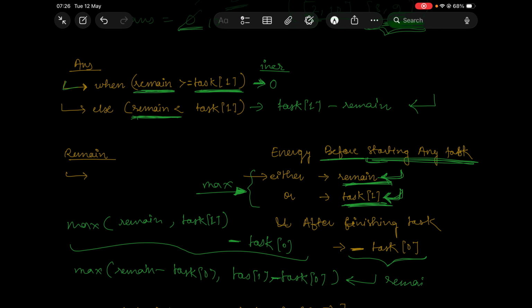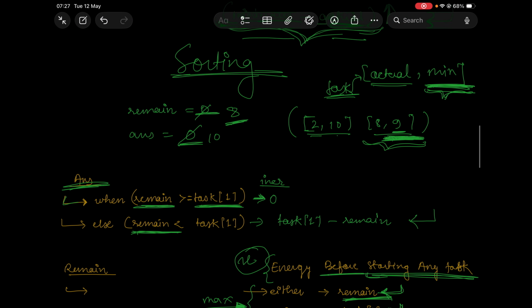That is our remaining energy after processing this task. Before starting, the energy was some X, and the energy consumed was Y. So what was remaining in our hand after that? Definitely X minus Y. The same thing we have done here. So this is the remaining, and this is how we are going to calculate the answer. And the first thing was we need to sort it. So this is the main greedy idea and the approach.